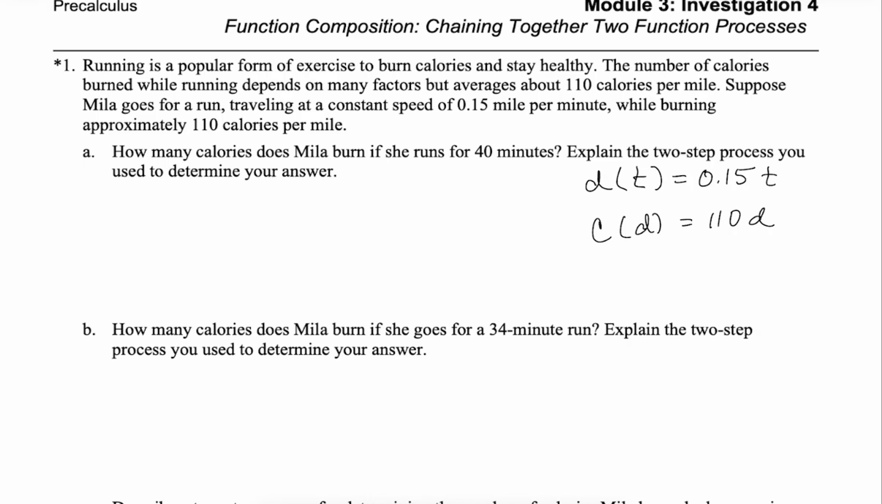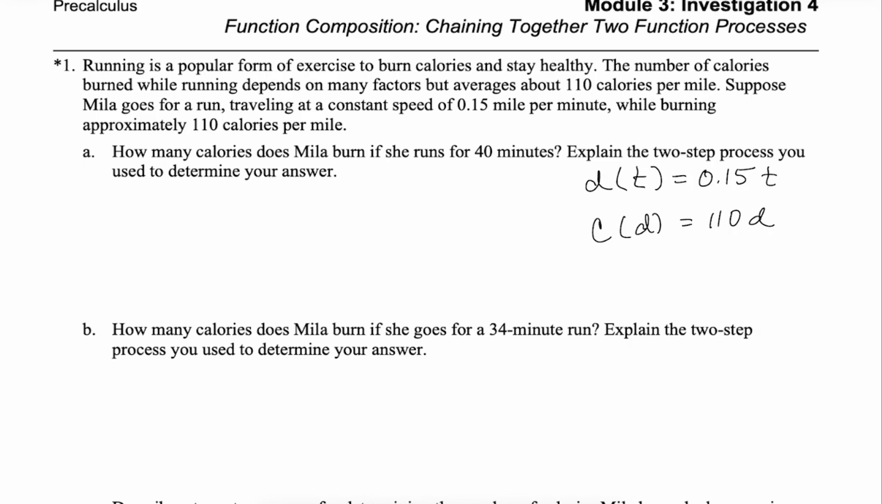It says, running is a popular form of exercise to burn calories and stay healthy. The number of calories burned while running depends on many factors, but averages about 110 calories per mile. Suppose that Mila goes for a run, traveling at a constant speed of 0.15 miles per minute, while burning approximately 110 calories per mile. The first thing says, how many calories does Mila burn if she runs for 40 minutes?